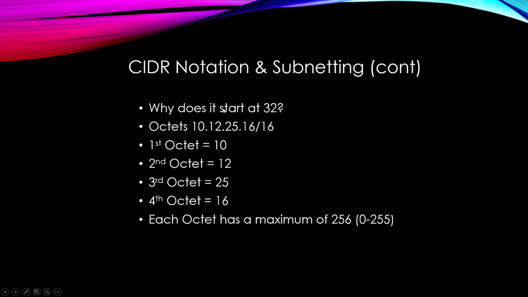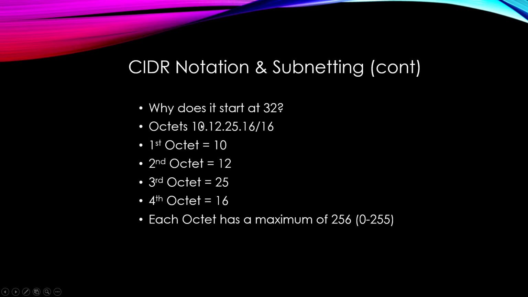So why does it start at /32? Why is /32 equal to 1? Well, let's break this down. Every IP address has four numbers separated by dots, right? So in this case, like 10.12.25.16, and I just gave this a /16. Each one of these spaces before a period is called an octet.